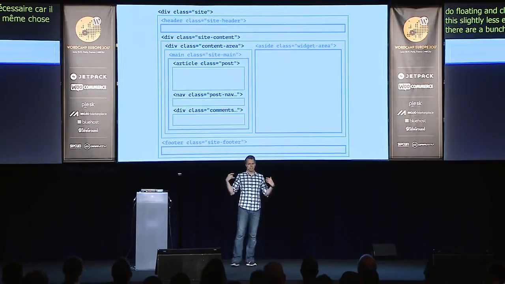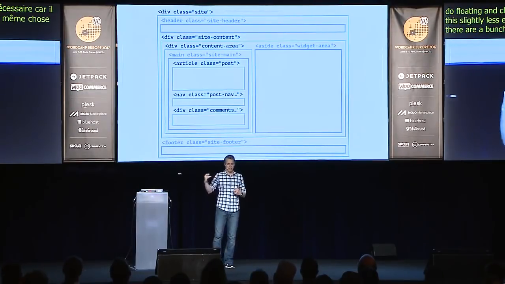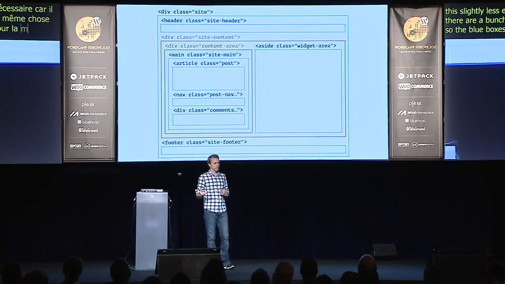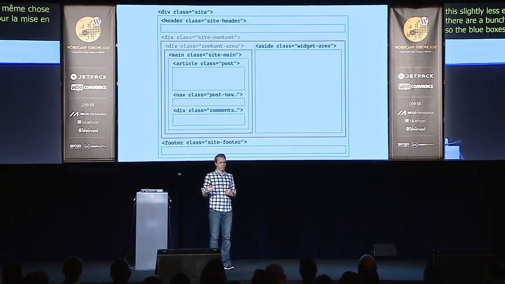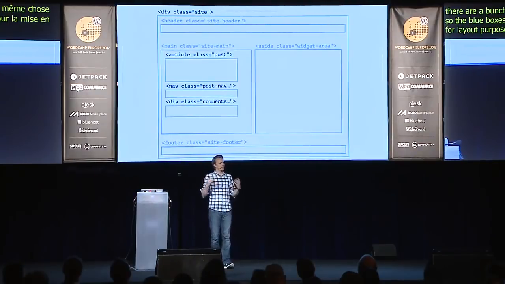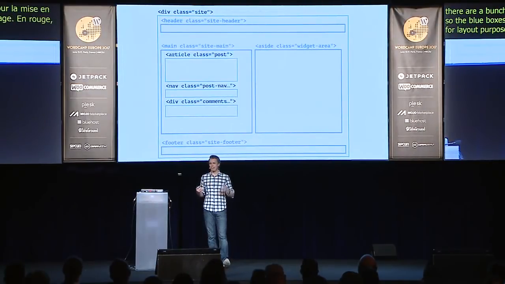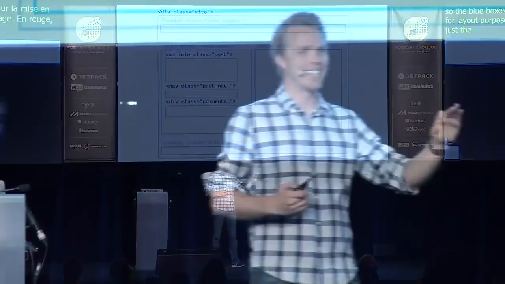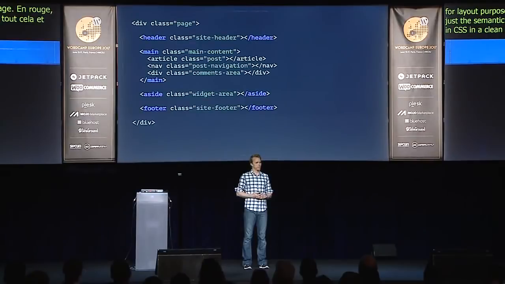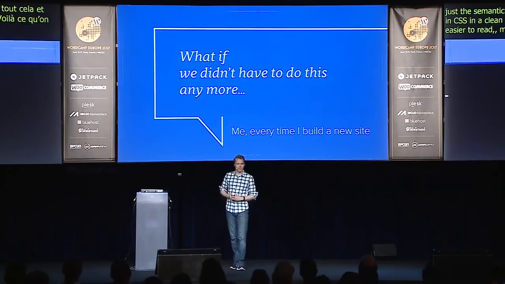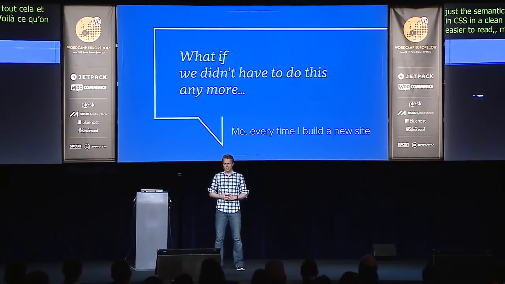So the blue boxes here are the header, the main, the aside, and the footer. The red boxes are there for layout purposes. So what if we could take all that extra cruft away, have just the semantic markup and nothing else, and then solve the layout problems in CSS in a clean and simple way. Instead of this layout, we'd have this, which is easier to read, makes way more sense. What if we didn't have to do all this crazy stuff anymore?